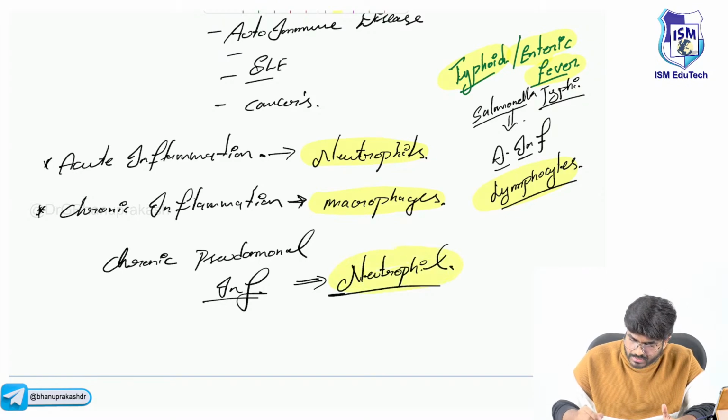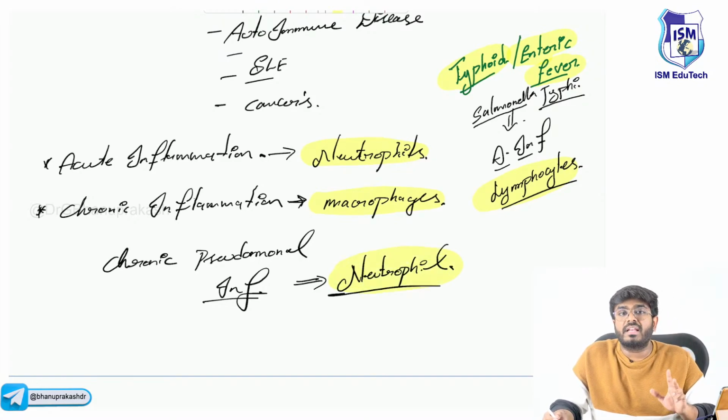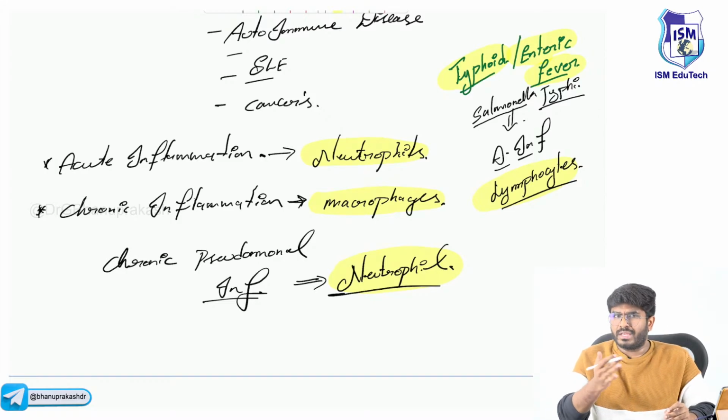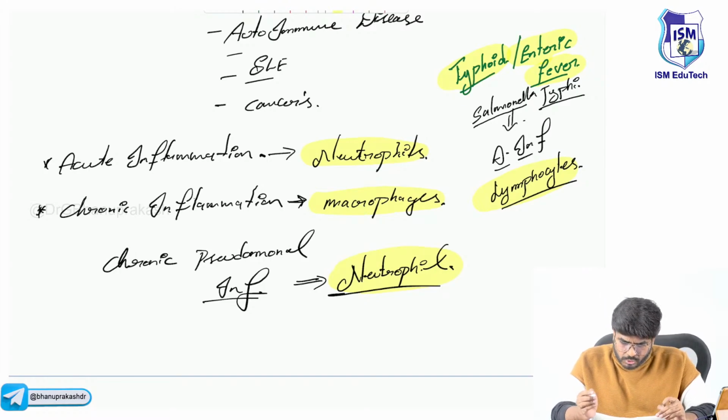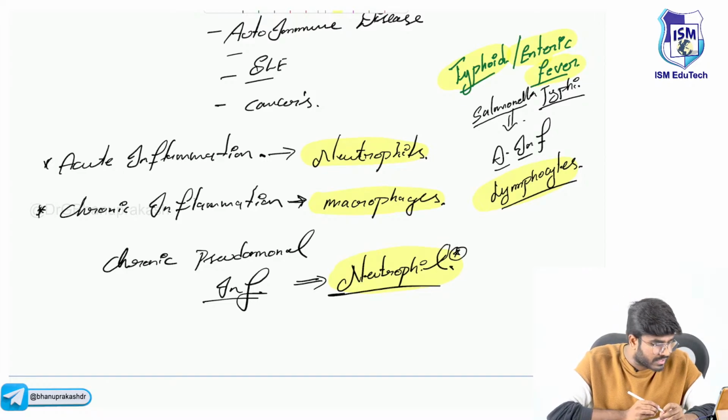These are the exceptions. Typhoid is one exception. That Salmonella typhi. In Salmonella typhi infections, lymphocytes are going to be predominant. And in chronic pseudomonal infections, Pseudomonas, don't forget, important points are there regarding Pseudomonas. Can you tell me some important infections because of Pseudomonas? You can answer that in the chat session, but Pseudomonal infections is going to have dominant number of neutrophils, not the macrophages.